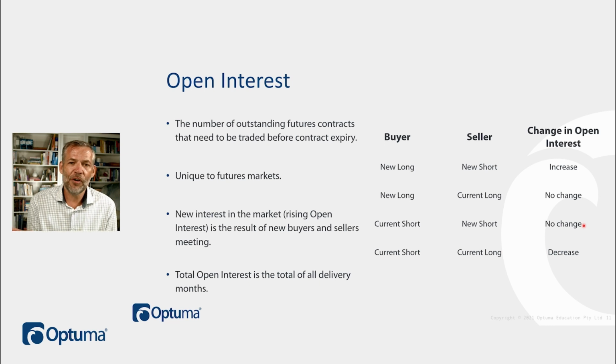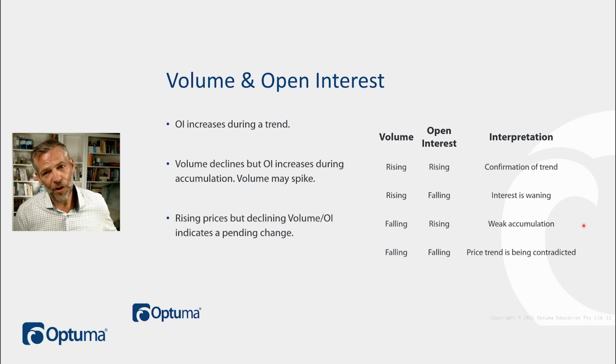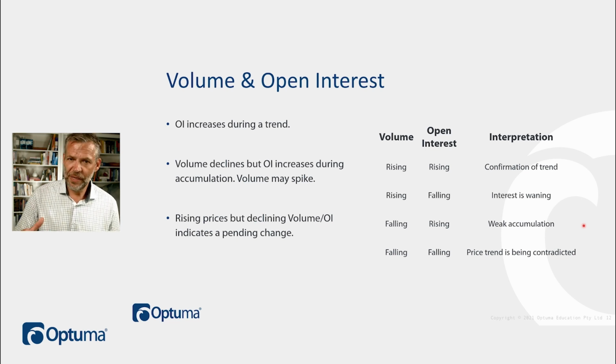That contract has just gone from one person to the other. All right, so volume and open interest. Interest increases during a trend. So we expect volume to increase, and we also expect that to happen with open interest as well. Volume declines, but open interest increases during accumulation. So when we have these big patterns and we see volume starting to drop, we often can see open interest increase during that period as well. Rising prices but declining volume and open interest indicates a pending change.